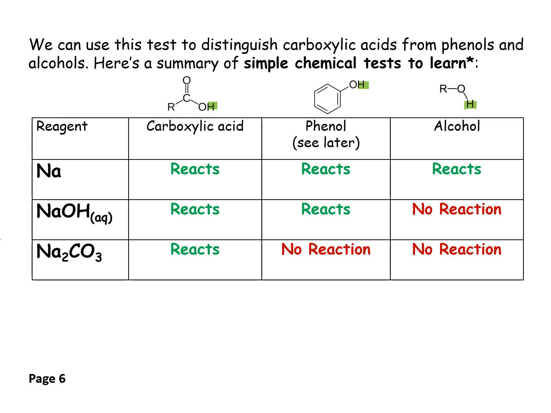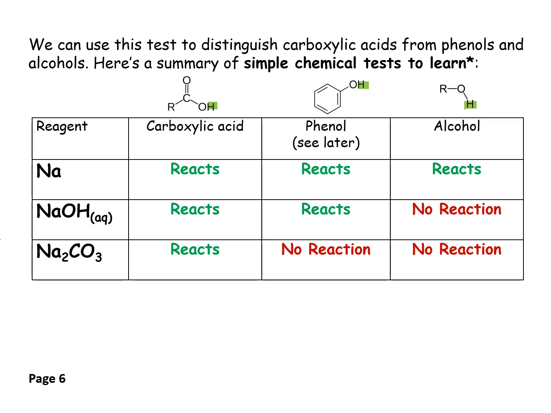So if you've got an exam question, let's say, and you know that you've got 3 unknown organic compounds, and you know that one of them is a carboxylic acid, one is a phenol, and one is an alcohol, if you test all 3 of them with the carbonate, the one that fizzes or bubbles, that's going to be your carboxylic acid.